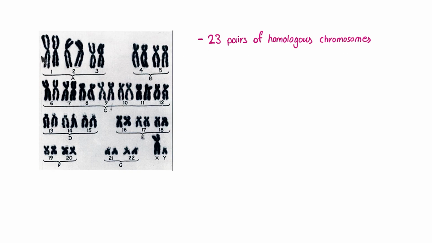So, for example, if you look at these two right here, both of these are chromosome number 1, right? You have two copies of chromosome number 1. This is one homologous pair. Similarly, this is a homologous pair of chromosome number 2. These two chromosome number 3s are a homologous pair, and so on and so forth.